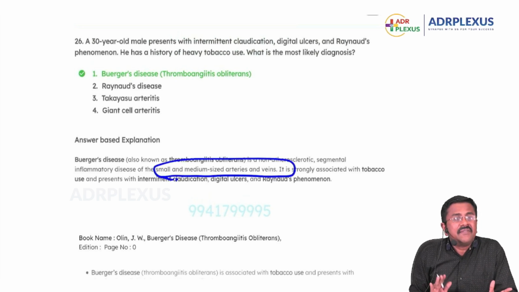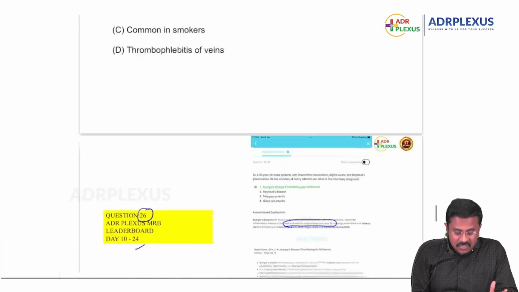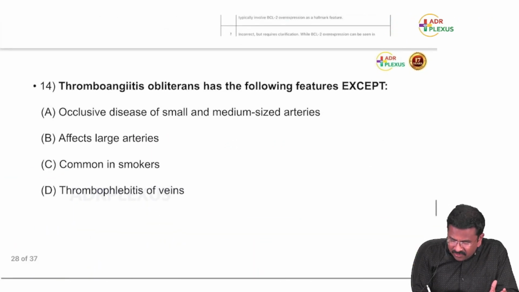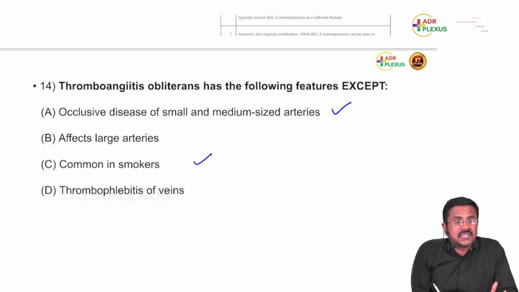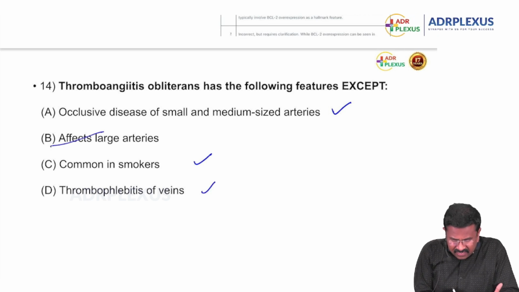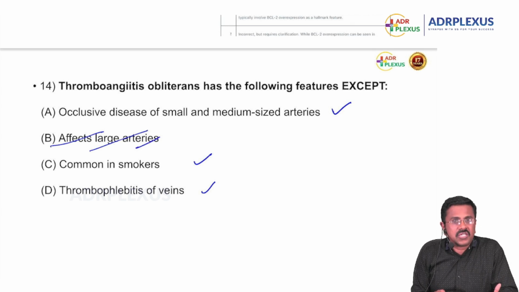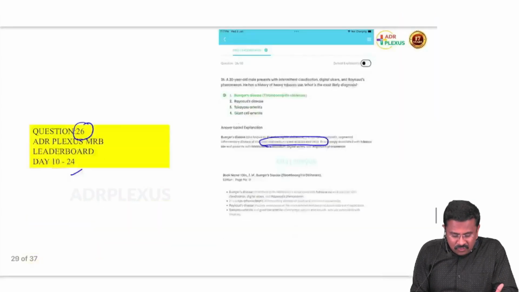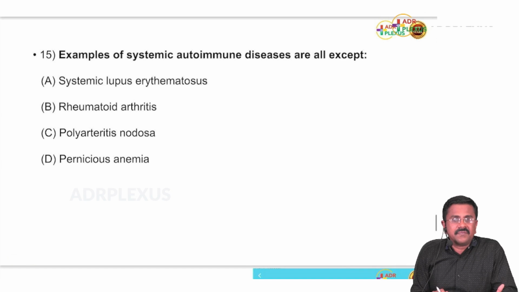They're exactly the same words they have asked in the question. So obviously this is about small and medium sized arteries, common in smokers, associated with inflammation of the veins. So it is not affecting the large arteries. That is the wrong statement. Yes. So moving on to the 15th question.